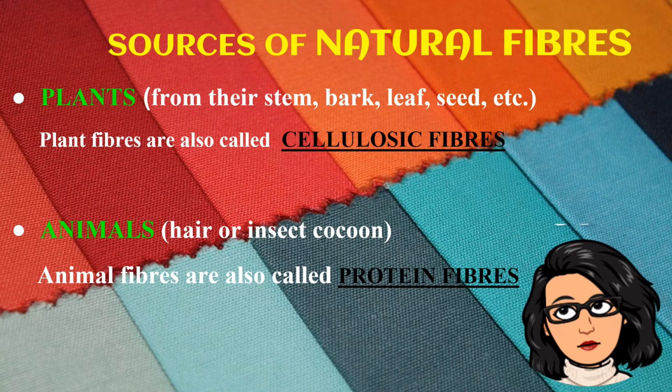Students, you must remember that plants have cellulose that we are not able to digest. Only animals can digest cellulose. We have read this in chapter 2. And that's why plant fibers are also called cellulosic fibers. And in the case of animals, we get fibers from hair or insect cocoon. And animal fibers are also called protein fibers, as proteins are present in them.